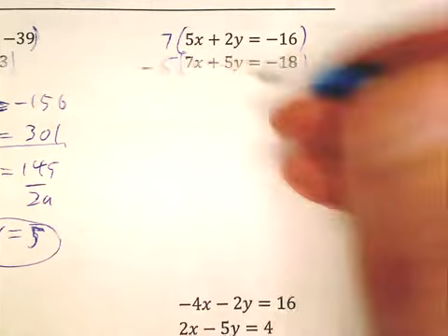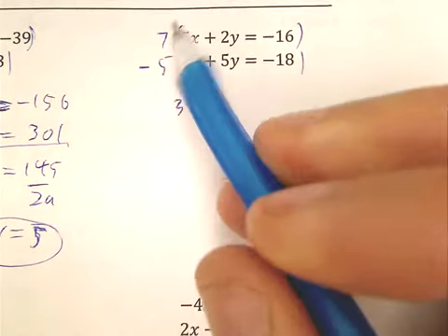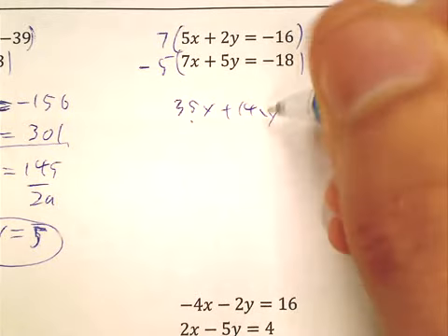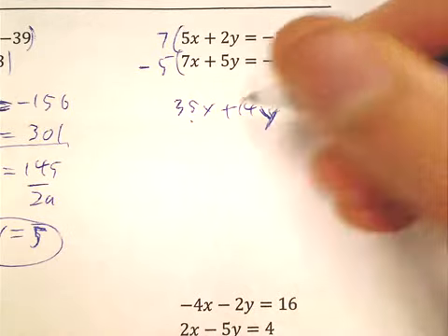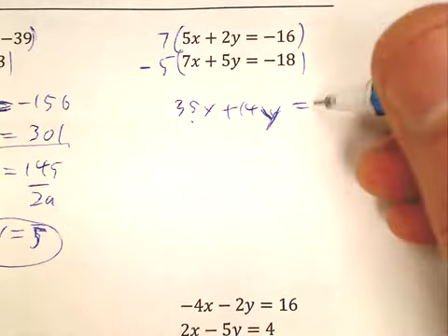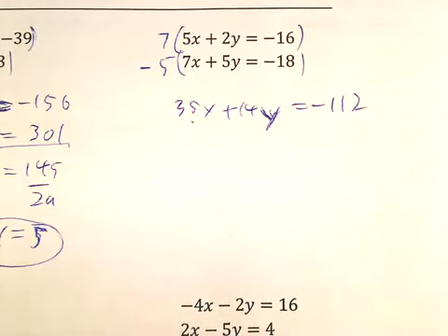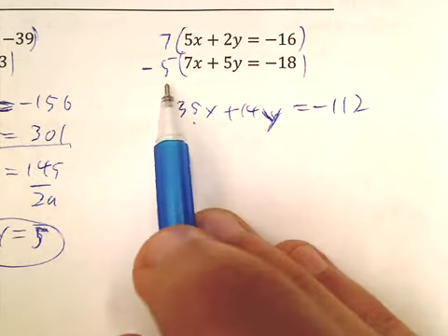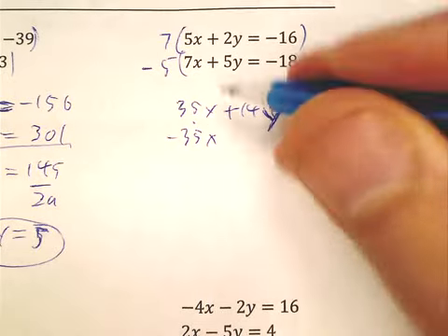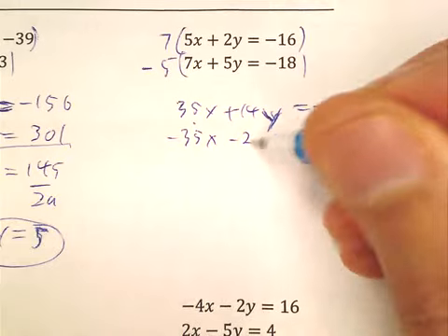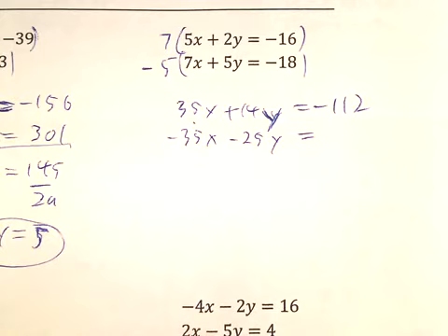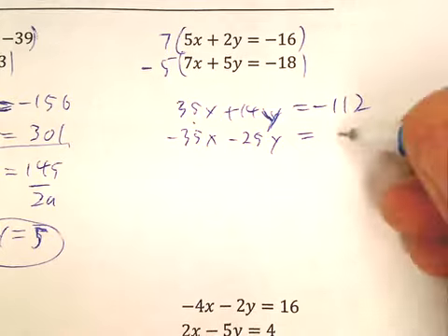Let me go ahead and multiply this through. That's going to be 35x. 7 times 5 is 35. 7 times 2 plus 14y. And 7 times negative 16 is negative 112. Multiply this equation by negative 5. So that'll be negative 35x. Negative 5 times 5 is minus 25y equals negative 5 times negative 18 gives me 90.